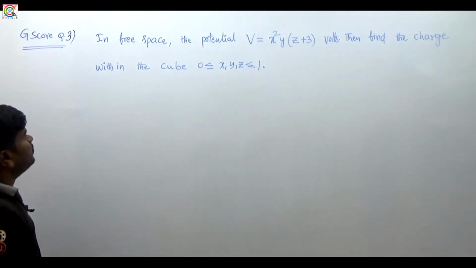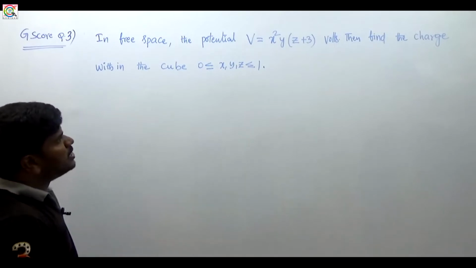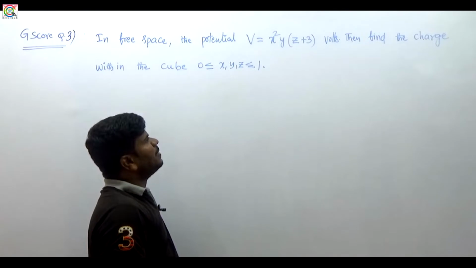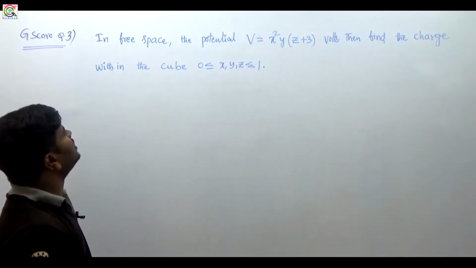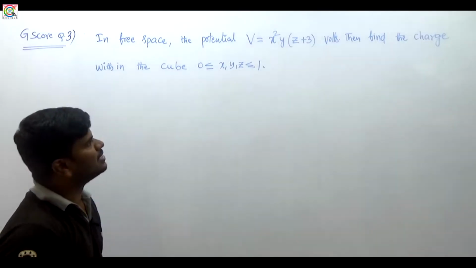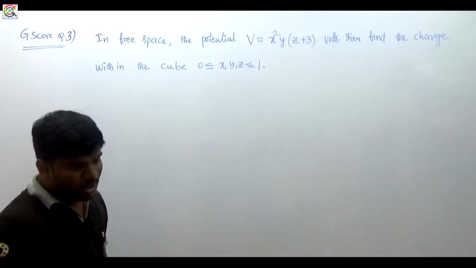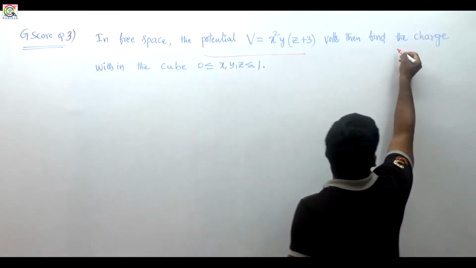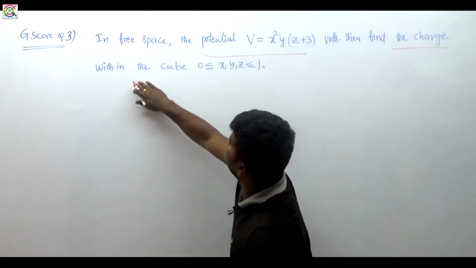Read this question. In free space, the potential field V is given: V is equal to x square by z plus 3 volt. Then find the charge within the cube 0 less than or equal to x, y, z less than or equal to 1. You have to find the charge within the cube.